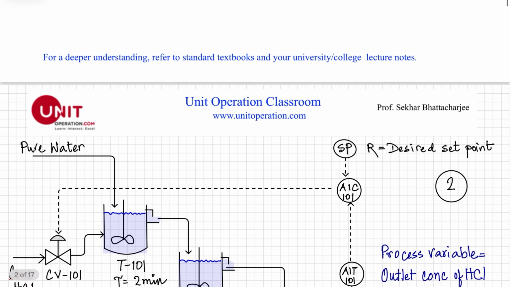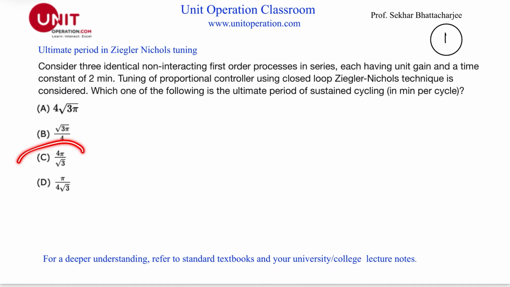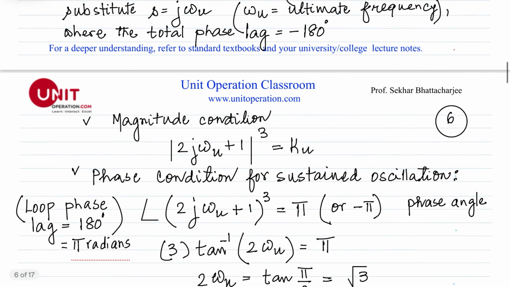This is very standard. I'm not going into the details. So this is the standard period, the ultimate period during a sustained cycling, which was found by the Ziegler-Nichols technique.